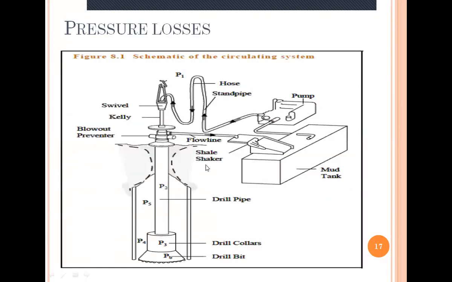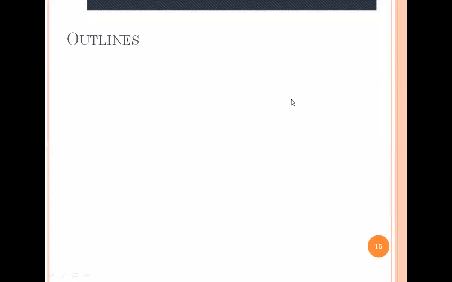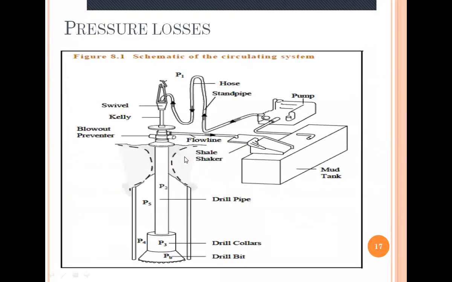So we have here 5 pressures. We summarize the pressure loss in 5 pressures. The pressure that is lost in the surface equipment, which are the stand pipe, rotary hose, swivel, Kelly, all of this is the surface equipment. And there is a pressure loss in the drill string itself. The drill string is drill pipe and drill collar. And there is a pressure loss in the bit itself, and there is a pressure loss inside the annulus.